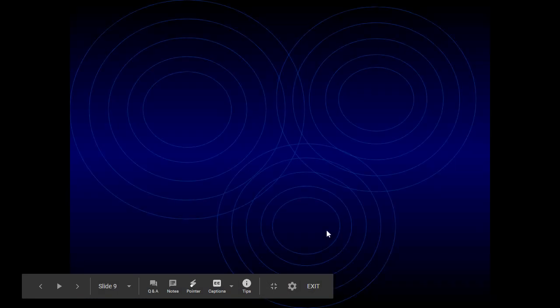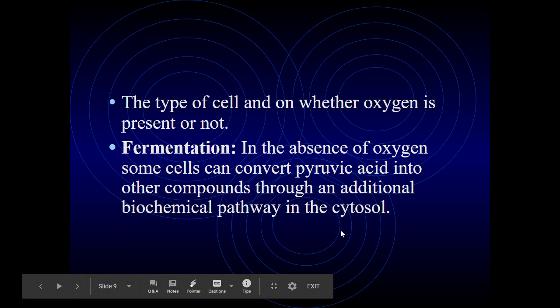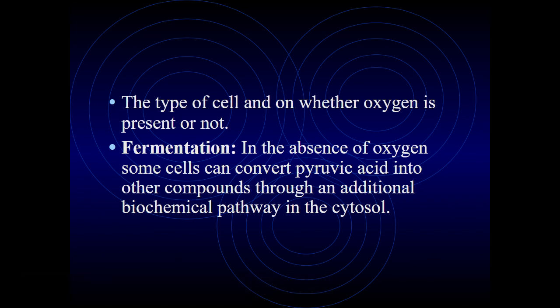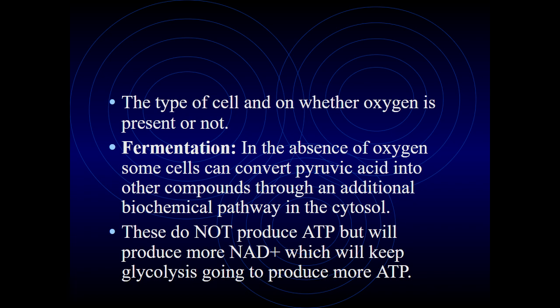So what happens to the pyruvic acid depends on if there is oxygen or not. If there is no oxygen, fermentation happens. This converts your pyruvic acid into other compounds through additional biochemical pathways in the cytosol. So these do not produce ATP, but they will produce more NAD+.